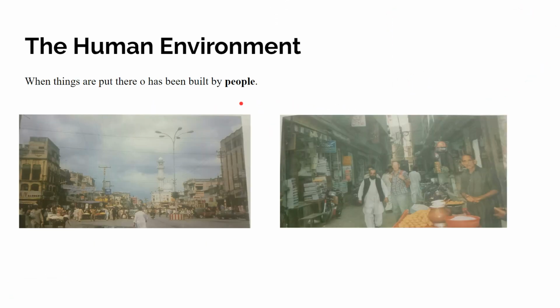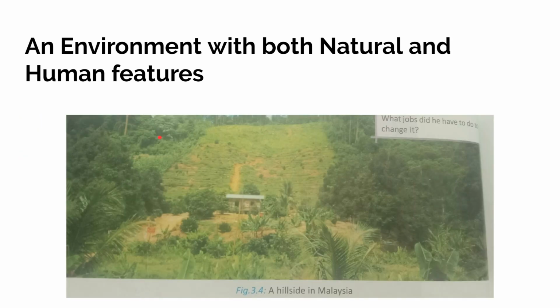Now let's talk about the human environment. When you're standing on a street, you also look at the roads and the buildings. So they're all man-made. They weren't naturally present over there, right? So we say that they basically form up the human environment. Look at these buildings, look at this road, look at this mosque, the street light, and the things over here. They're all human made. They were put there or have been built by people.